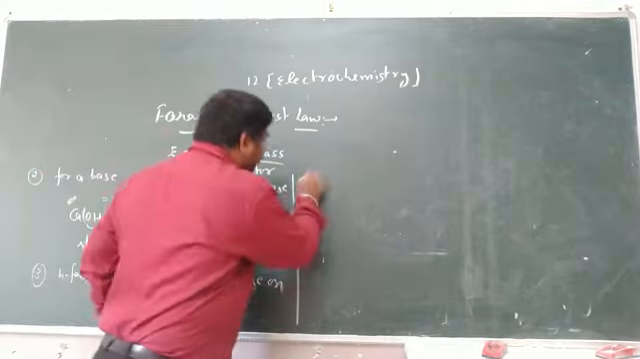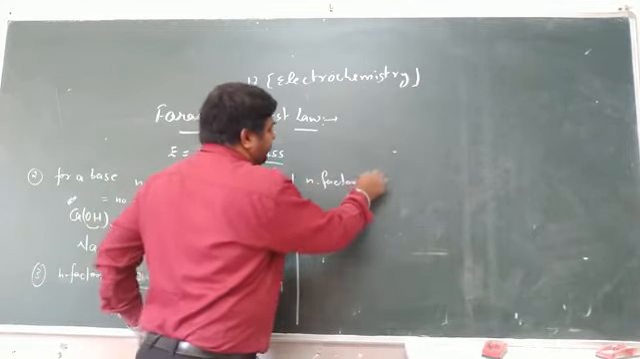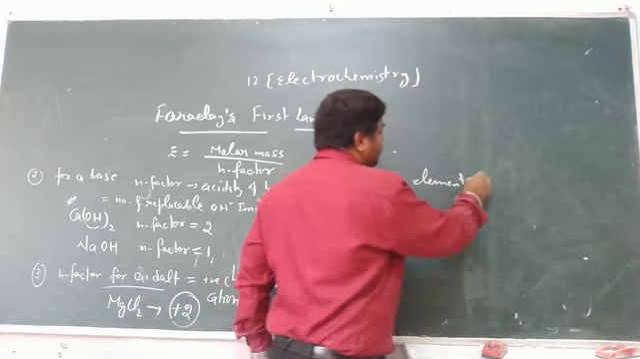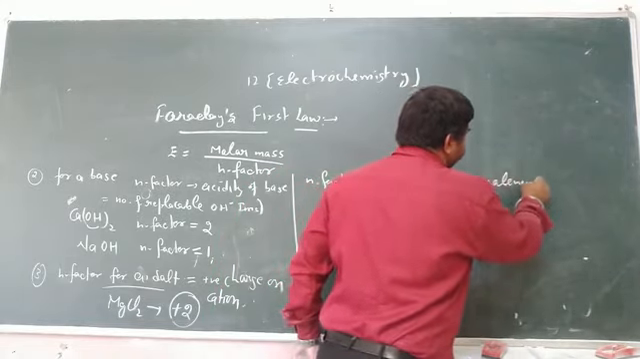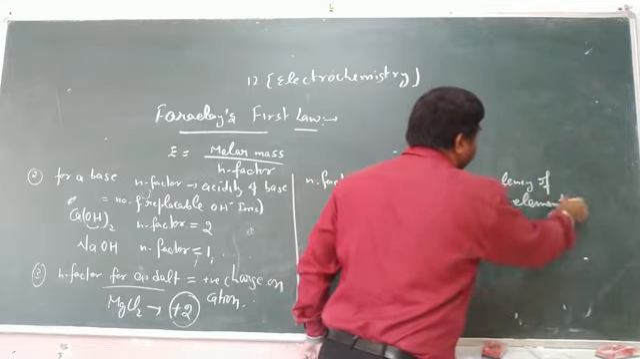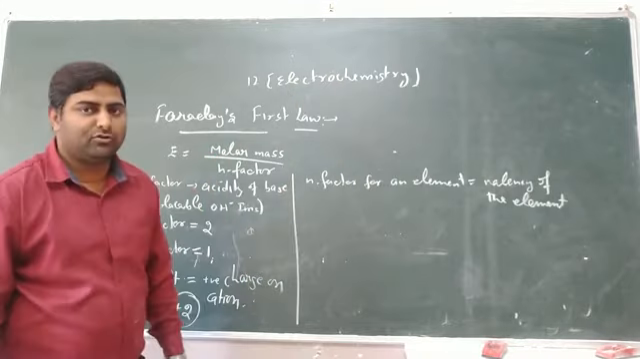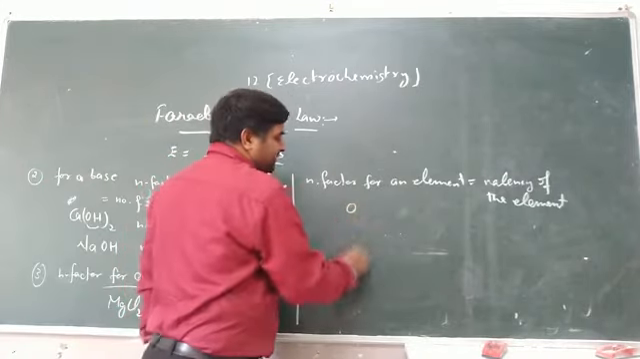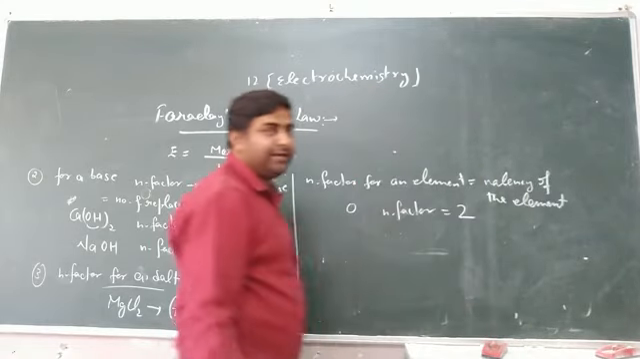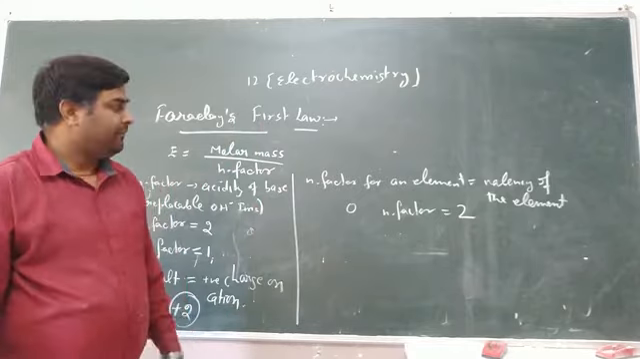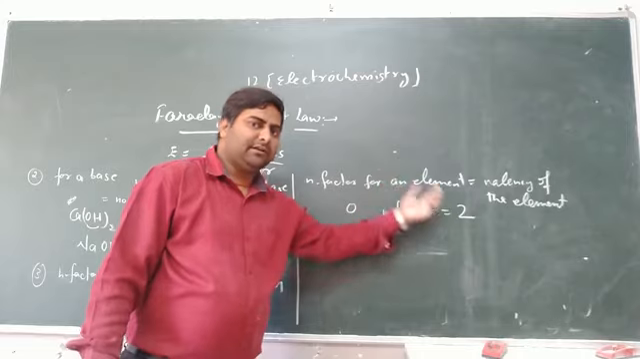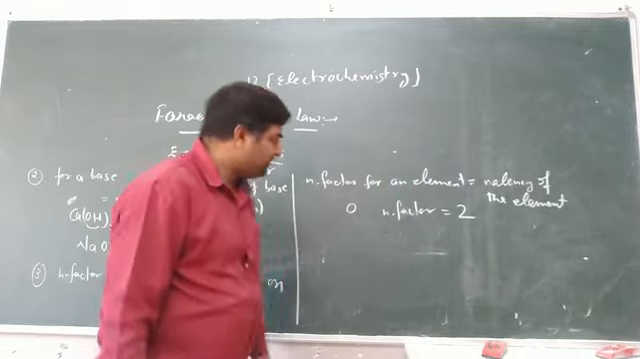Now, n factor for an element is equal to the valency of the element, meaning the number of electrons required to complete the outermost shell. If we say oxygen, n factor for oxygen is taken as 2. We have to take the magnitude because oxygen has valency 2. It is -2, but we take the magnitude +2.